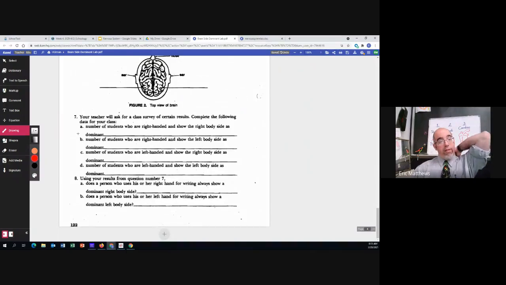Now, for number 7, we're going to need some class data. Due to the way that we are doing this, we will not be gathering class data unless you work on that here in the classroom. So for all intents and purposes, don't worry about number 7. And therefore, it means you're also not going to worry about number 8.